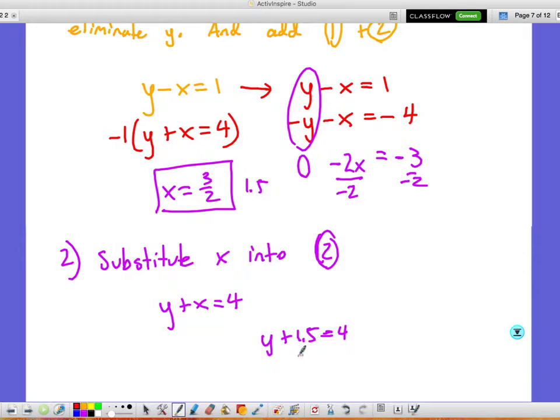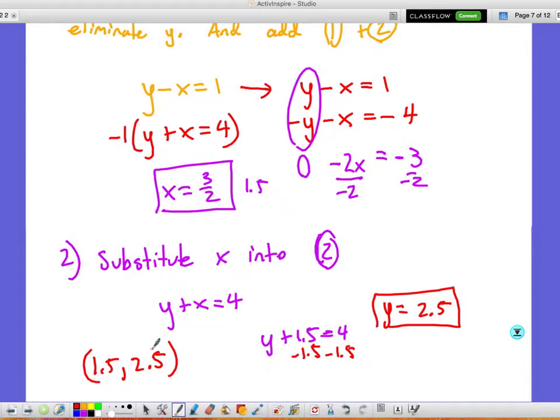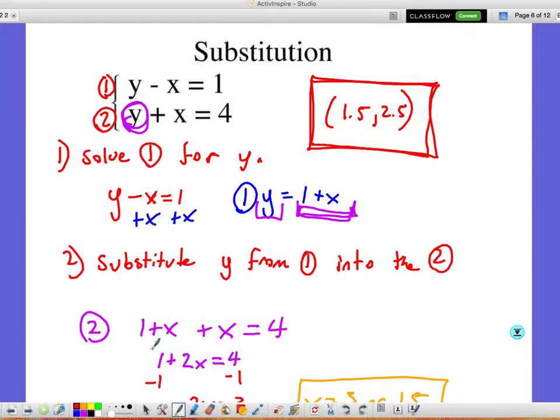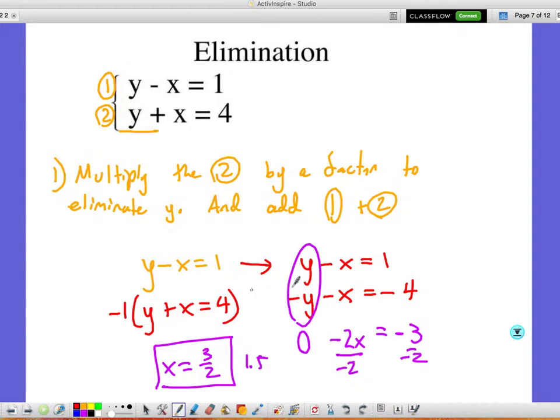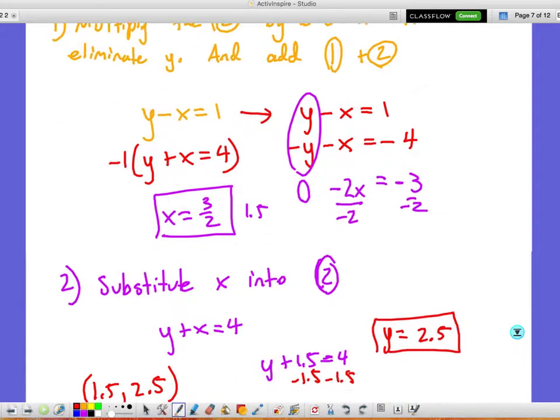And this should look very familiar. We already did this before. And what we get is y is equal to 4 minus 1.5, which is 2.5. There we go. So my ordered pair is going to be 1.5 comma 2.5. Here it is. Is that the exact same answer we got from substitution? Yes, it is. There is the answer for substitution. Here is the answer for elimination right there.